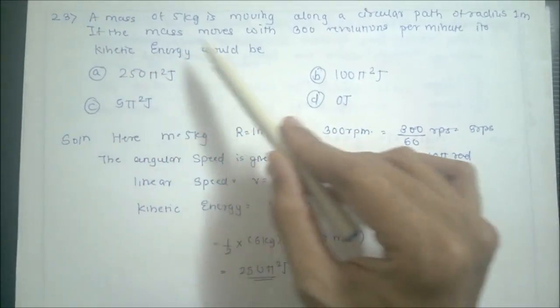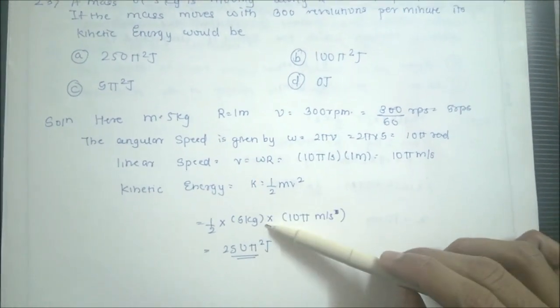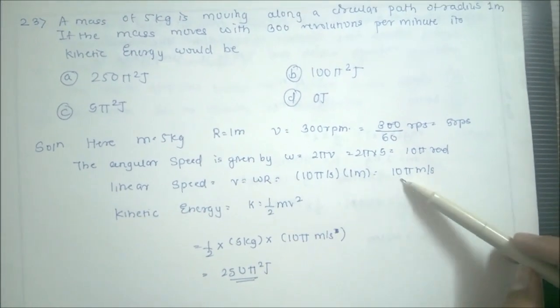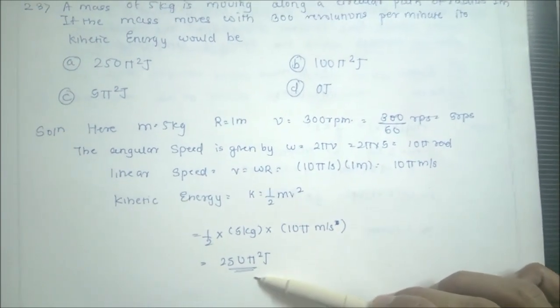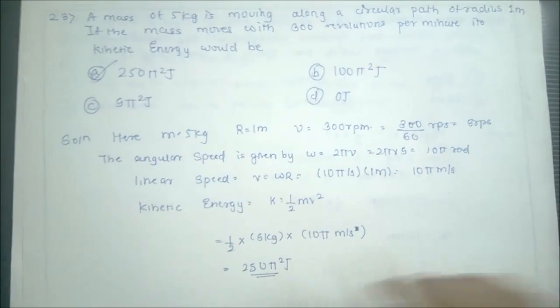Now we have to find the kinetic energy, that is equal to half m v square. So half into the mass, which is 5 kg, multiplied by the velocity square. So the answer comes out to be 250 pi square joules. So the correct option is A, 250 pi square joules.